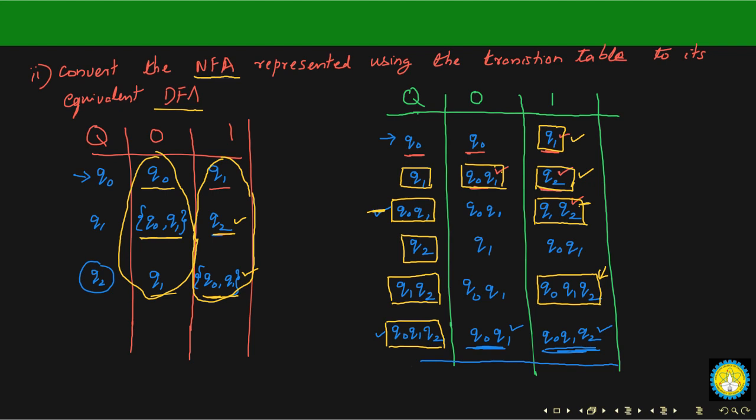Okay, so when you look at this DFA table, you can understand how many states there are. There's going to be 1, 2, 3, 4, 5, 6. There are 6 states. But in the NFA diagram we had only 3 states: Q0, Q1, and Q2.